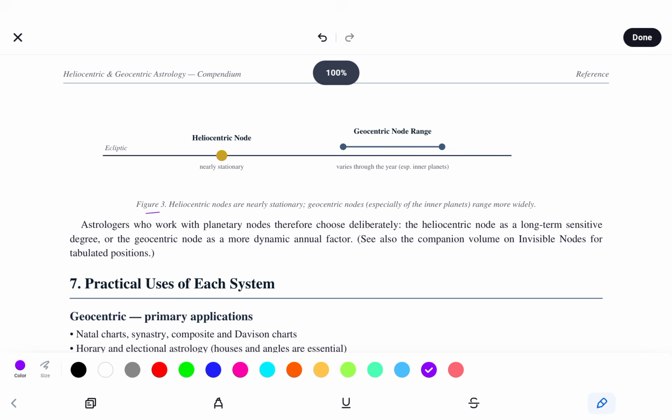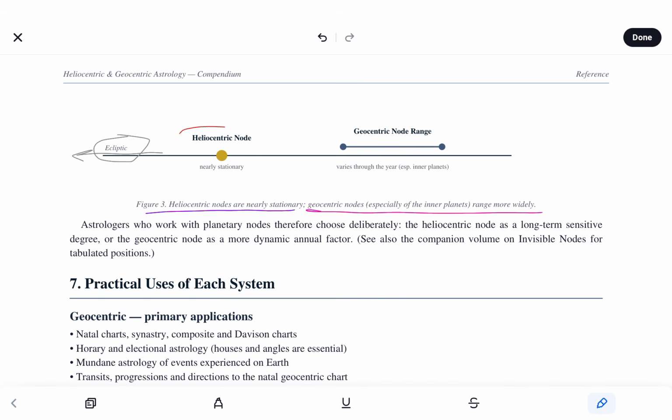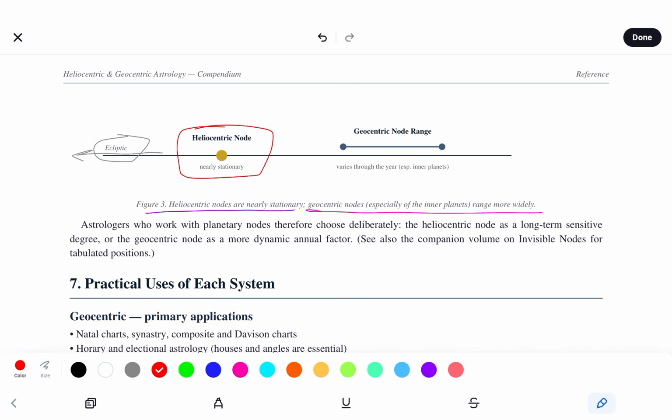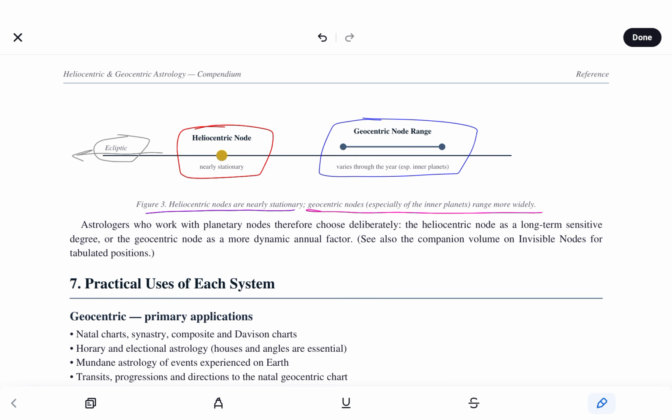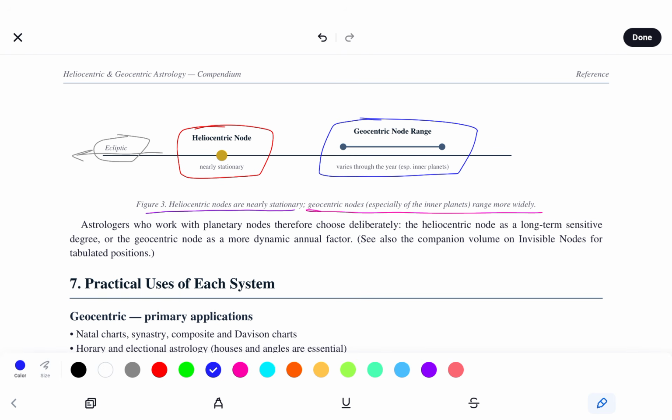Here we see helio nodes are nearly stationary. Geo nodes, especially for the inner planets, range more widely, with the ecliptic all the way on our left. And we see that our helio node is also on the left, nearly stationary, with our geo node range on the far right, varying through the year, especially for inner planets. However, astrologers who work with planetary nodes therefore choose deliberately the helio node as a long-term sensitive degree, or the geo node as a more dynamic annual factor. See also the companion help on invisible nodes for tabulated positions.